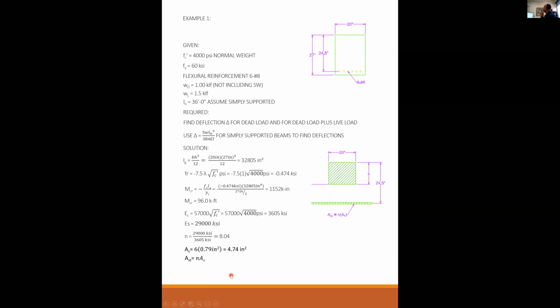And so the transformed area of steel is that times 8.04, which is 38.11 inches squared. So the transformed area of steel into a concrete-like material makes this 38.11 inches squared. Then we equate the first moments.